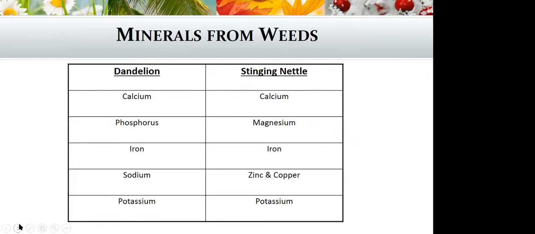I've taken an example of two common weeds in the gardens: the dandelion and stinging nettle. Both of these weeds are also used in herbal medicines. If you look at a breakdown of some of the chemical compositions, dandelion has calcium, phosphorus, iron, sodium, and potassium. Stinging nettle also has calcium, magnesium, iron, zinc, copper, and potassium. So these two weeds, as we call them, have a lot of mineral content in them.